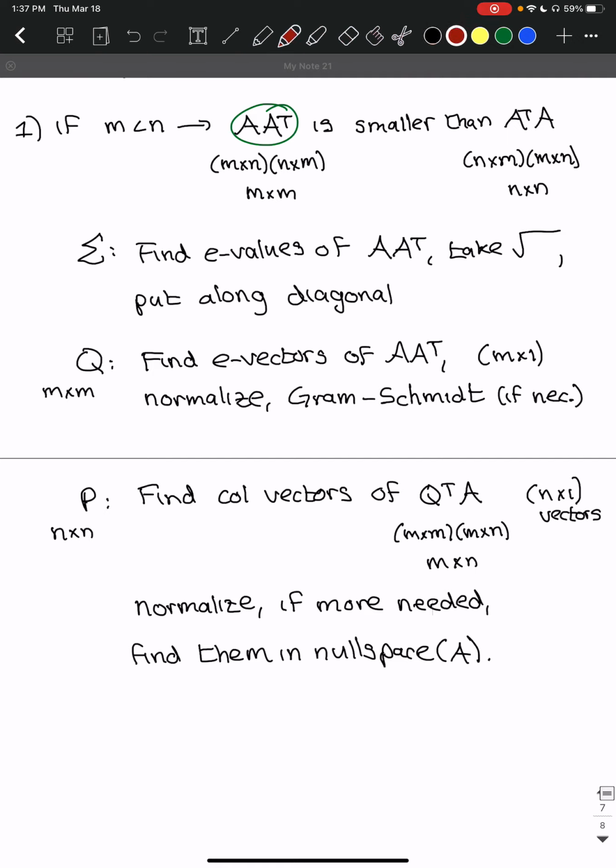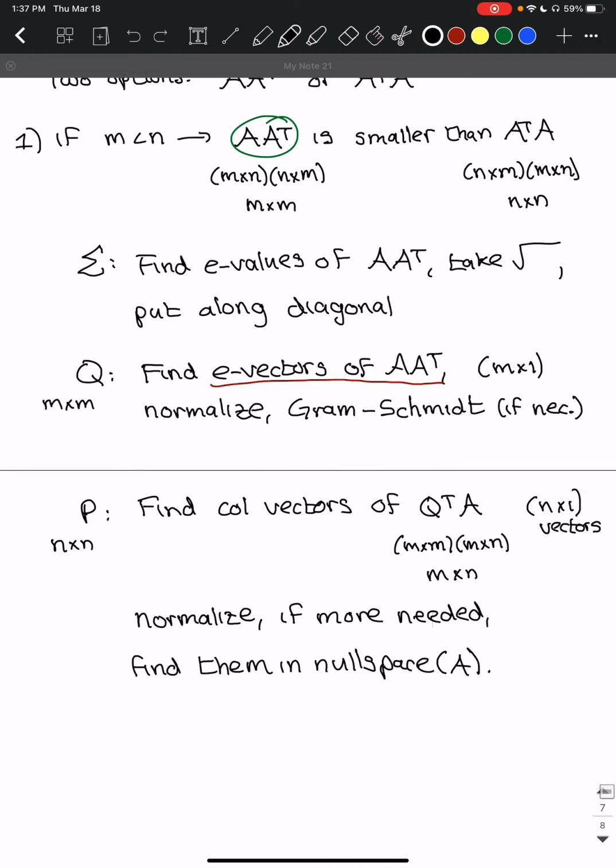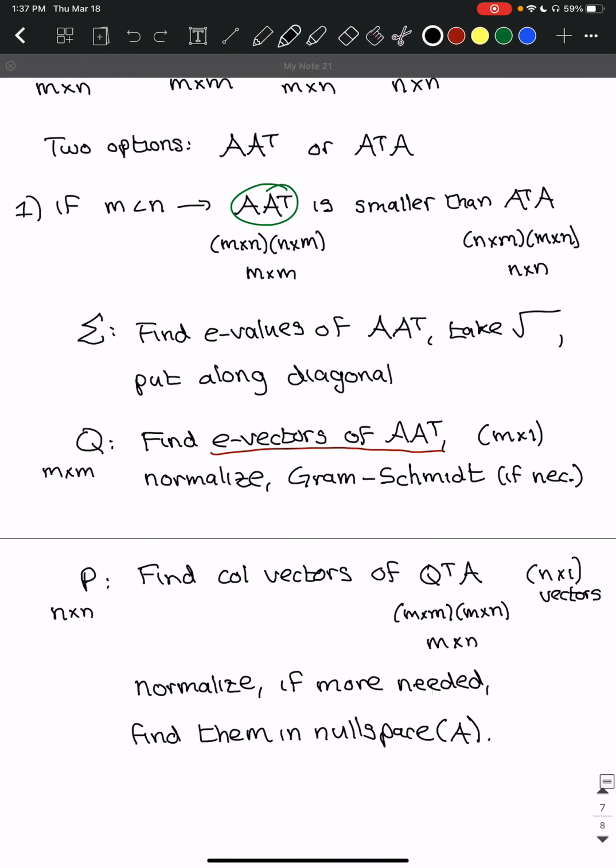It's important to note that you're putting these vectors here, the eigenvectors of AA transpose, into Q itself, and then you're taking the transpose. These are not going to form the columns of Q transpose, they're going to form the columns of Q, and then when you take the transpose, they actually end up being the rows of Q transpose, okay? In case that was confusing, just stick with the documentation.